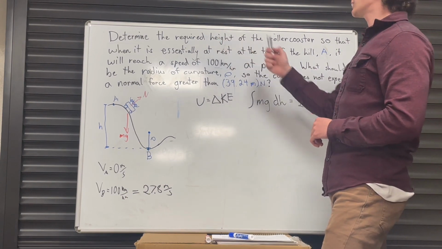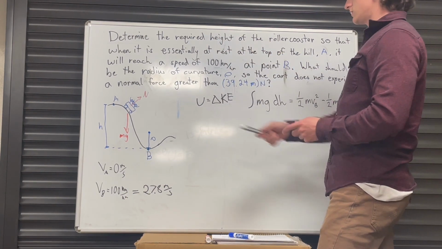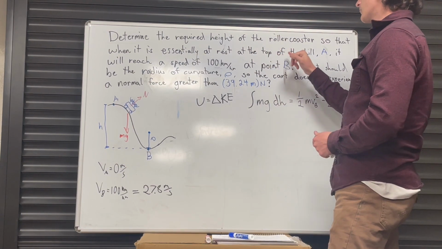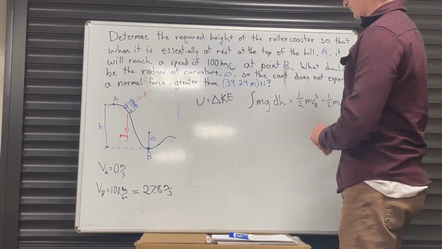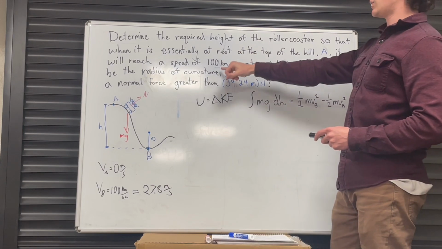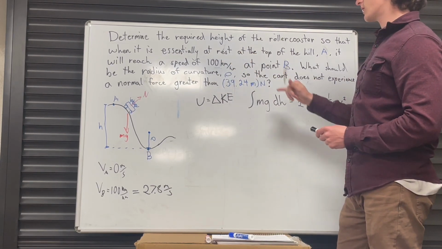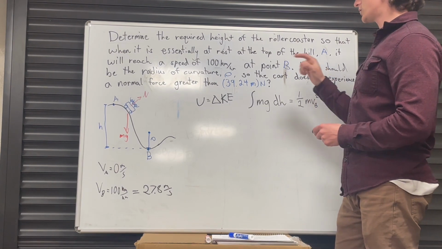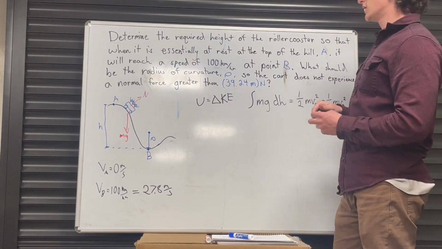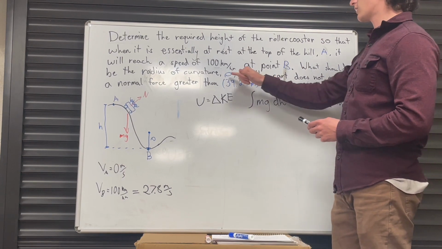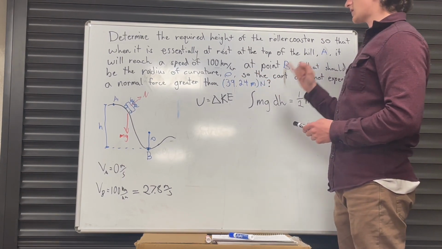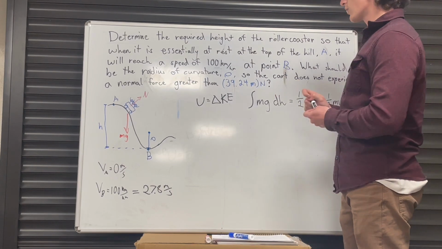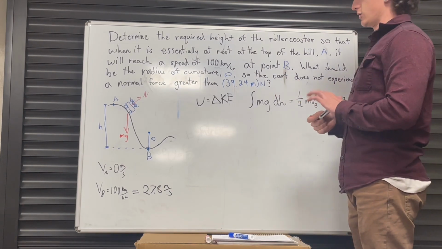So we want to determine the required height of the roller coaster, h, so that when it is essentially at rest at the top of the hill, point A, it will reach a speed of 100 kilometers per hour at point B at the bottom. What should be the radius of curvature rho so that the cart does not experience a normal force greater than 39.24 times the mass newtons?